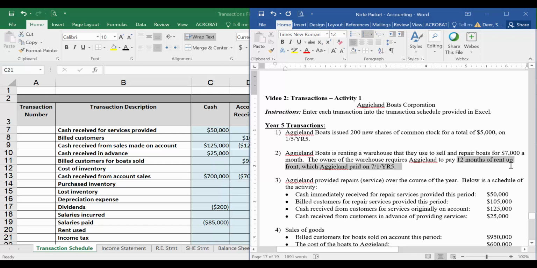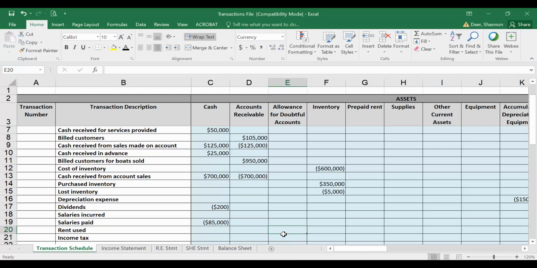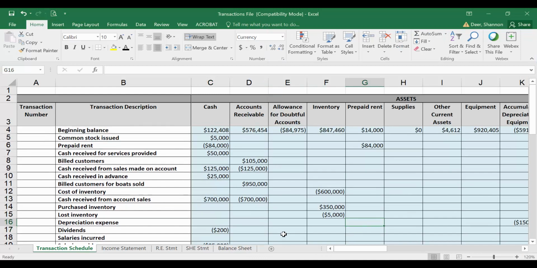We paid 12 months of rent up front in July, on July 1st, but now we've used 6 months of that rent. So we need to actually expense and reduce the asset account for 6 months at $7,000 a month. Let's go to our spreadsheet and record that transaction. Remember here, in prepaid rent, we put $7,000 for 12 months or $84,000 in prepaid rent. That was because we were going to use that rent in the future. We were paying it now, but we were going to use it in the future to benefit our business.